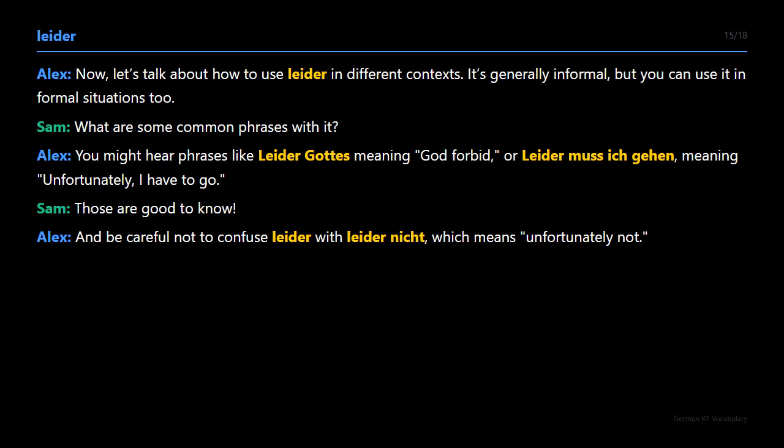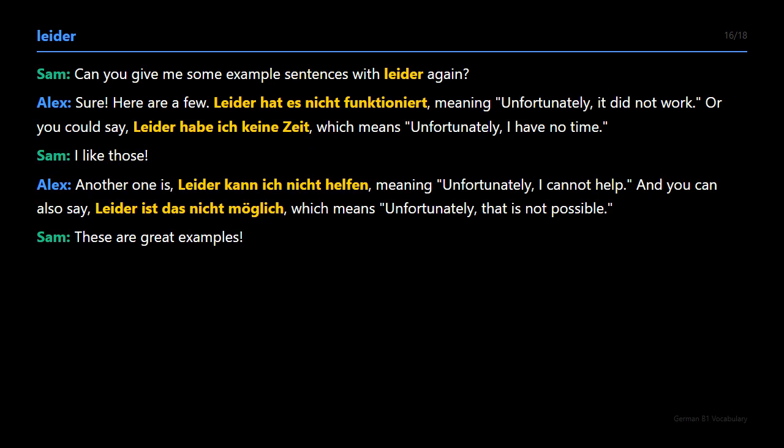And be careful not to confuse "leider" with "leider nicht," which means "unfortunately not." Can you give me some example sentences with "leider" again?